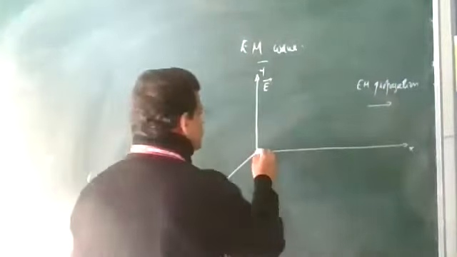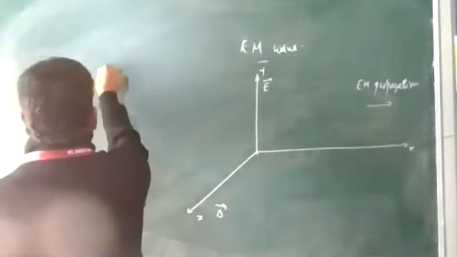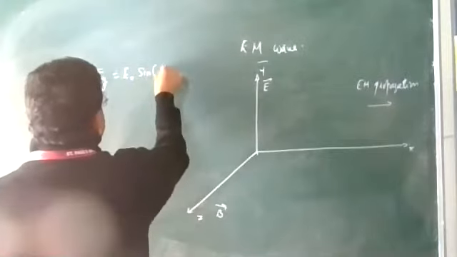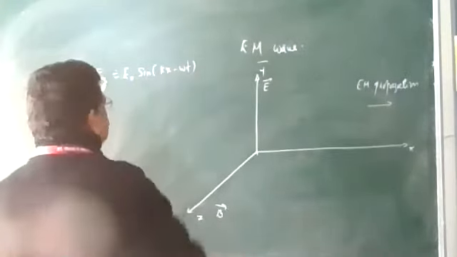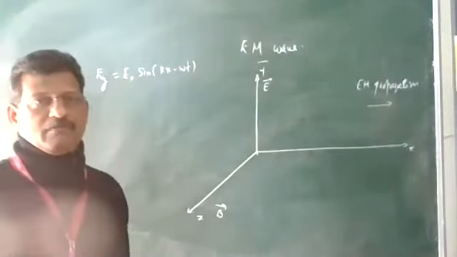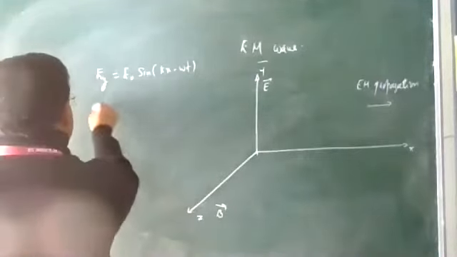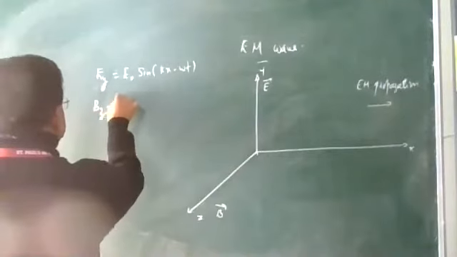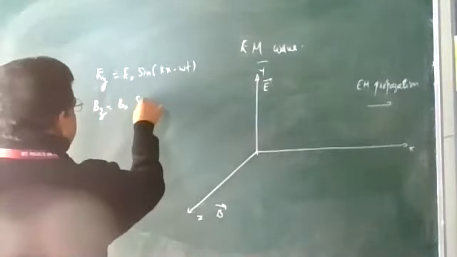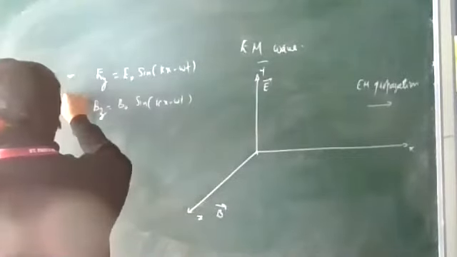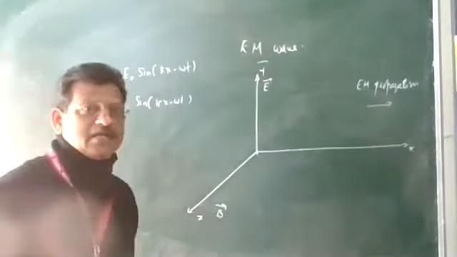So the electric field is varying like this. Suppose the E vector is along the y-axis. It is E0 sin(kx − ωt). Remember the equation of the wave, ωt − kx, where k is the angular wave number. And the magnetic field is along the z-axis. The magnetic field is B0 sin(kx − ωt). So these are the variations of the electric and magnetic fields.